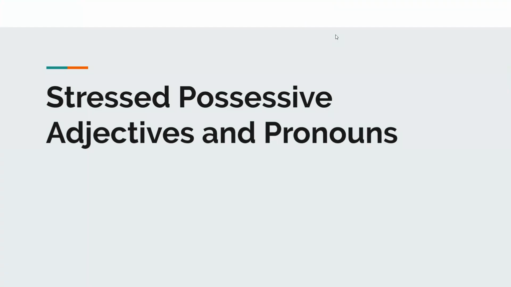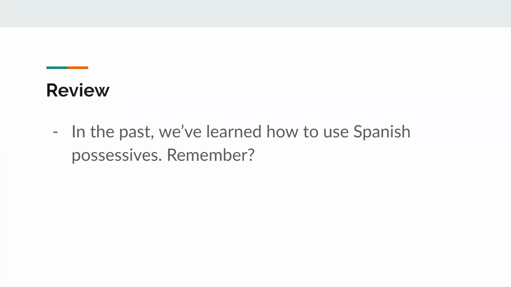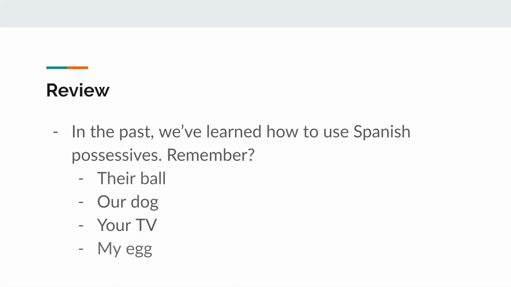Hey guys, today we are working on stressed possessive adjectives and pronouns. So as always, we'll start with a review. In the past, we have learned how to use Spanish possessives. For example, saying things like this in Spanish. Their ball would have been su pelota, our dog, nuestro perro, your TV, tu televisión, my egg would be mi huevo. We did all that way back in chapter 3, I think.